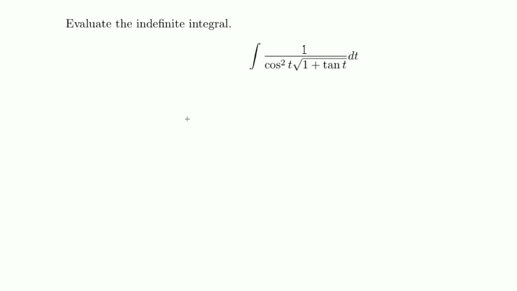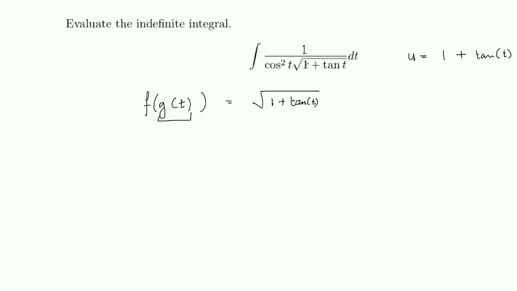So, as usual, let's start with our outer function f. In this case, the outer function has to be the square root. And the inner function g of t is going to be 1 plus tangent of t. So obviously, this, as usual, is going to give us our substitution variable u. So in this case, u is equal to 1 plus tangent t.